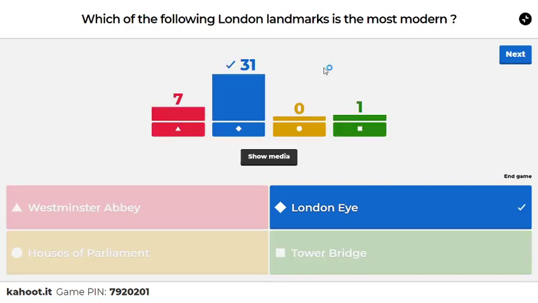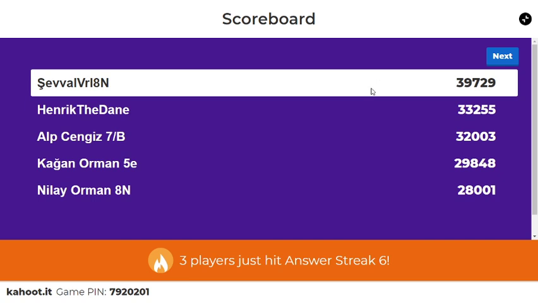Okay, 31 people knew the correct answer. It was London Eye as the landmark of London. One of those postmodern landmarks, and it is good, on the banks of the River Thames. Okay, number 1 is Şevval, number 2 is Henrik, number 3 is Alp, number 4 is Kaan, and number 5 is Nilay. 3 people just hit answer streak of 6 and they started their fire. Congratulations. Here we go with the last question.